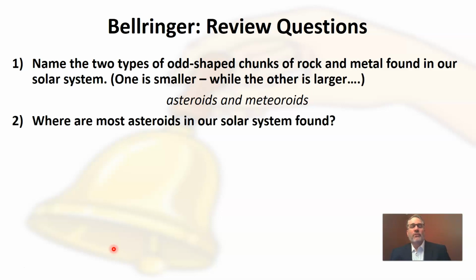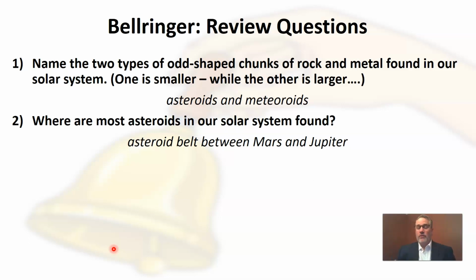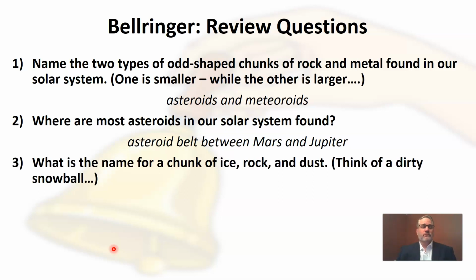Where are most of the asteroids in our solar system found? Take a moment, think about that. Of course, most of the asteroids are found in the asteroid belt, which we find between the orbits of Mars and Jupiter, in a relatively narrow belt. Of course, some of those asteroids might have been bumped out of there, and we call those rogue asteroids.